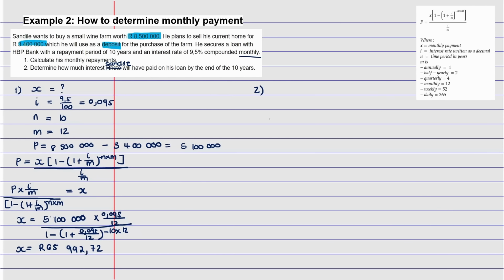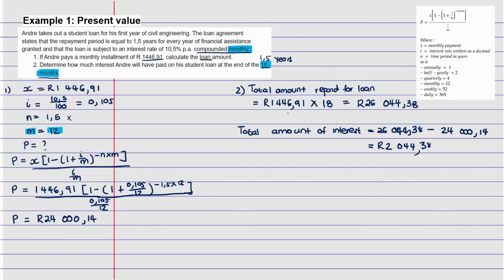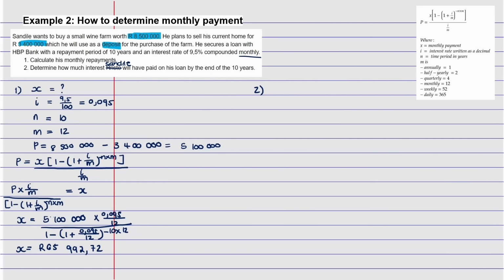So number 2 says determine how much interest Sandile would have paid on his loan by the end of 10 years. So it's like the previous question, we're calculating the interest, right? So we're going to do the same thing. It's going to be the total repayment first, so the total amount repaid for the loan.